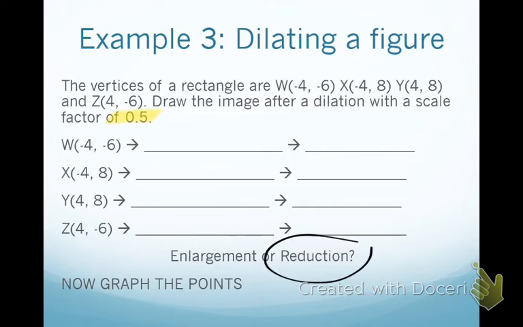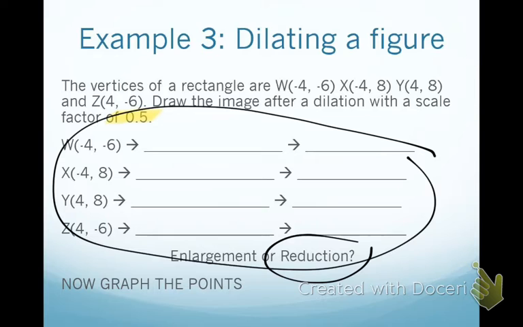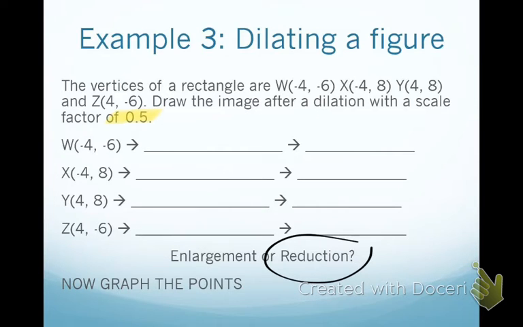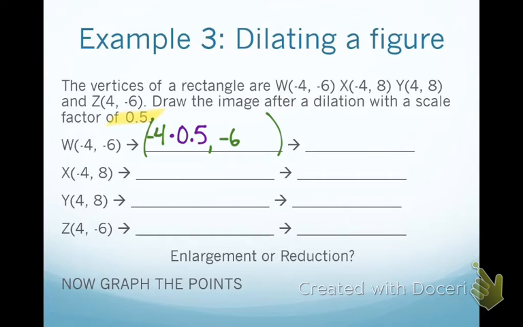Okay? That's a reduction. All right, go ahead and set up your template here. Okay? All your ordered pairs and how we're kind of going to make these conversions. Let's do this. You guys ready? Yes. Okay, so let's dilate the figure. W, -4, -6. So I am going to multiply. I'm still multiplying, but now I'm multiplying by a number that's less than 1. So that's going to make my numbers smaller. -4 times 0.5 and -6 times 0.5. You see what I'm doing there?